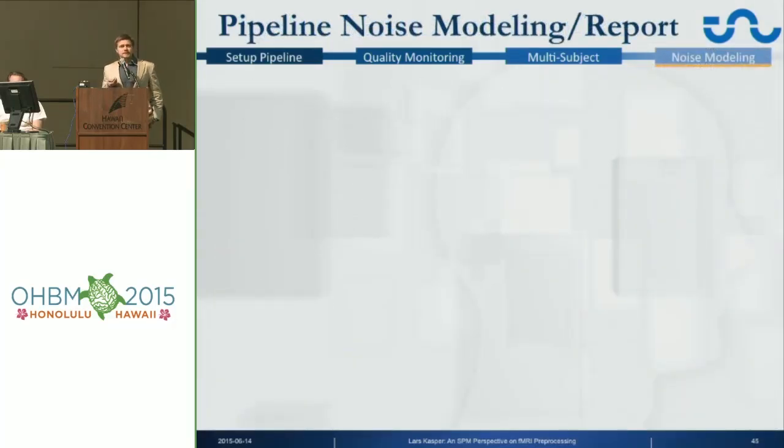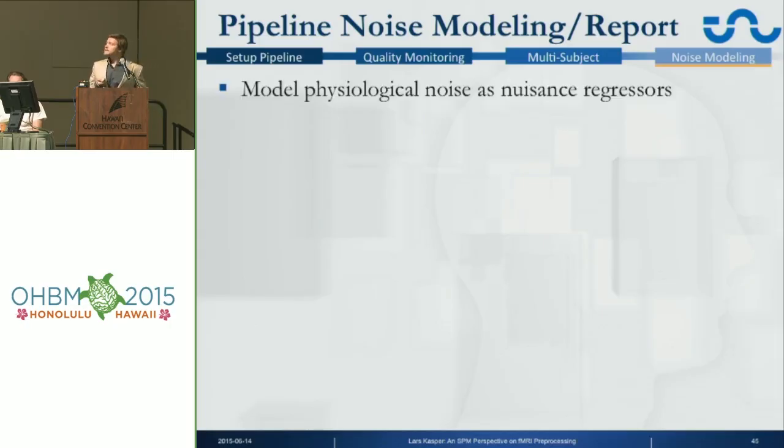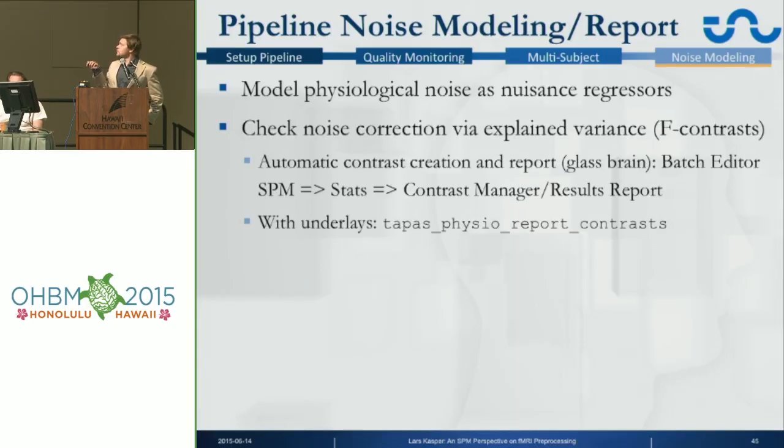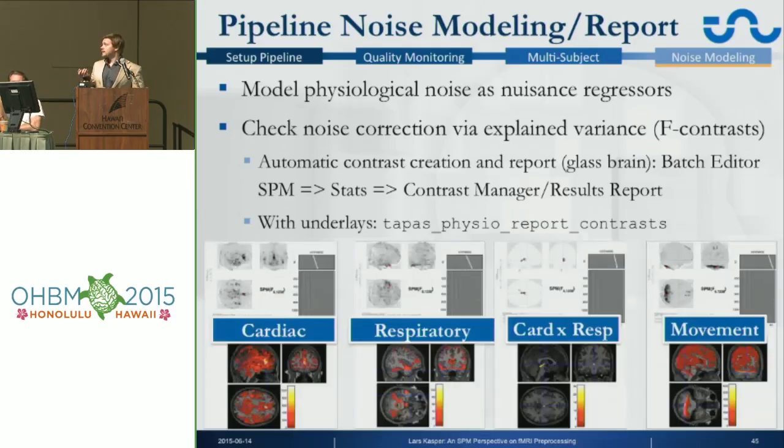And once you've estimated these regressors and put them in your model, of course you have to assess their performance, and that's actually done in the results report, which can take an arbitrary contrast and report in the graphics window how much variance is explained by such a regressor. And there's a tool in our toolbox where you can not only look at the glass brain, but also show the structural underlay with a contrast automatically. And then you end up with localization of physiological noise that hopefully resembles what is there in the literature.